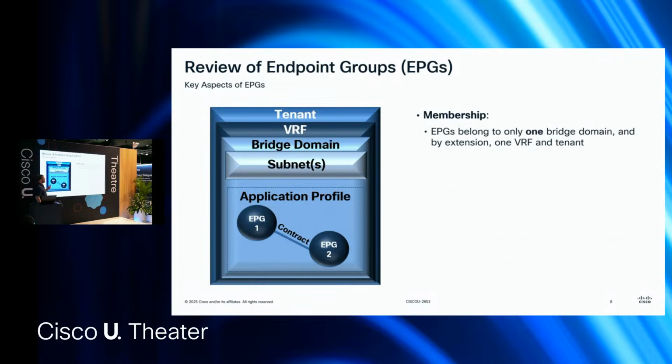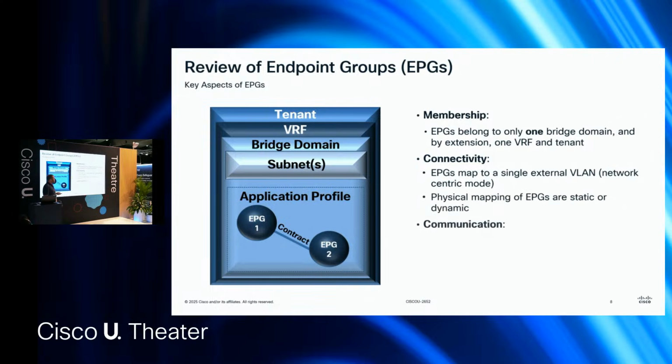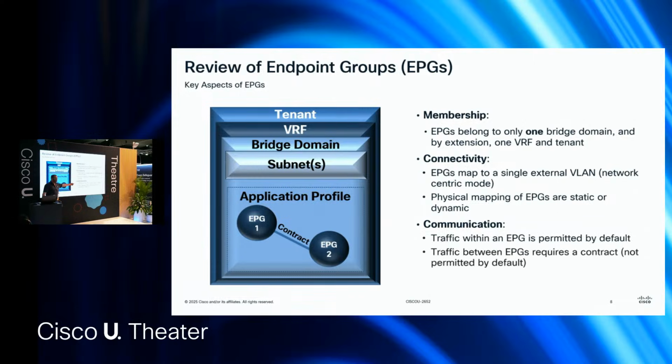The way you do membership is that EPGs can only belong to one bridge domain. When you do your configuration, you have to choose a bridge domain to associate with it, and it can't be more than one. And then, by extension, a VRF and tenant. As far as connectivity, especially in a network-centric model, you're typically using one EPG to one VLAN. You do static or dynamic mapping, and the old standby: traffic within an EPG is all permitted by default. If you want to go between EPGs, you have to have a contract.